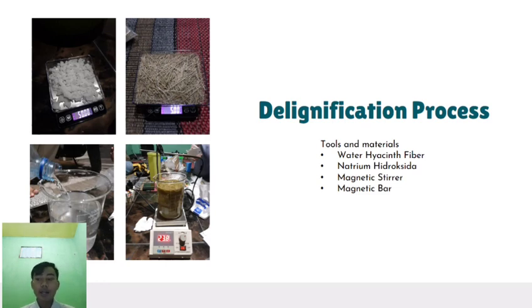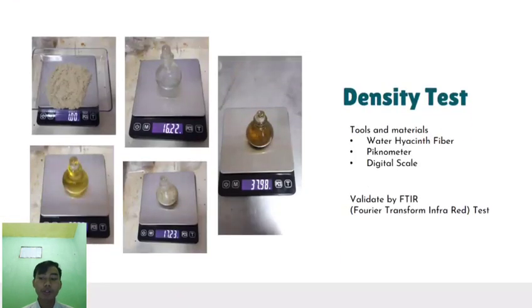Density test. The next process is the density test. The initial stage of this process is to weigh the pycnometer and fiber, then calculate using the basic formula mentioned in the basic theory. Then validate the decrease in lignin level with FTIR. Tools and materials: water, fiber, pycnometer, digital scale, validated by FTIR.